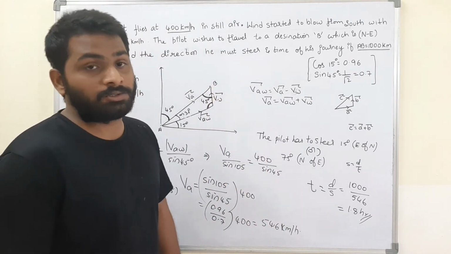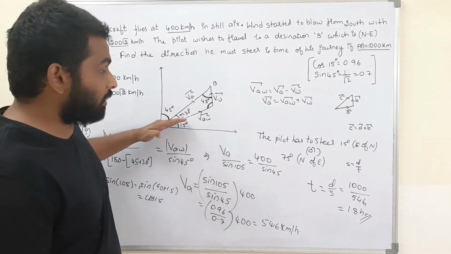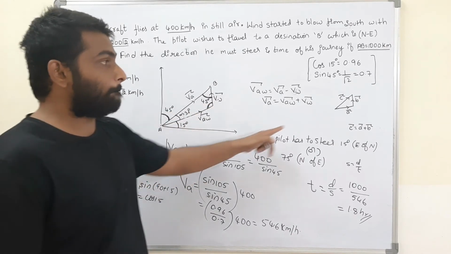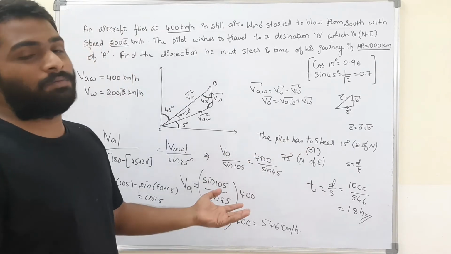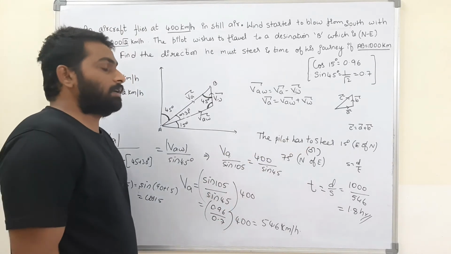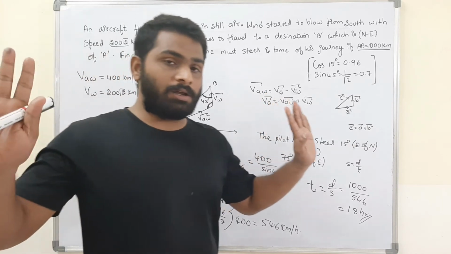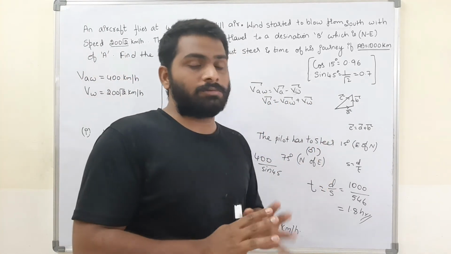In which direction does it have to steer? The aeroplane has to steer in this direction, that is 15 degrees with the east direction, east of north. That's all. I hope it is clear. If it is not clear, please revise the video.